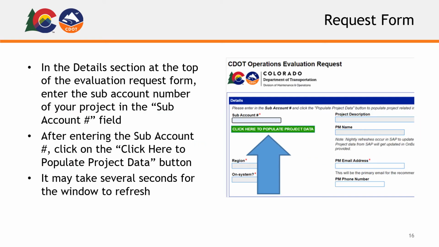In the Details section at the top of the evaluation request form, enter the sub-account number of your project in the sub-account number field. After entering the sub-account number, click on the Click here to populate project data button. It may take several seconds for the window to refresh.